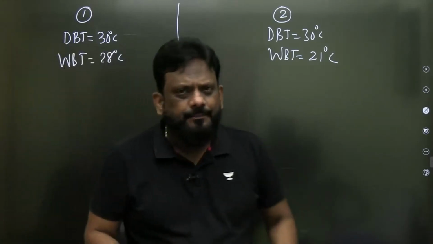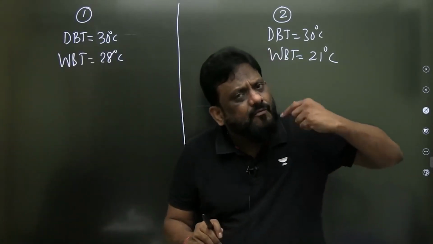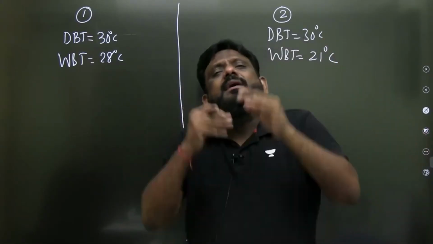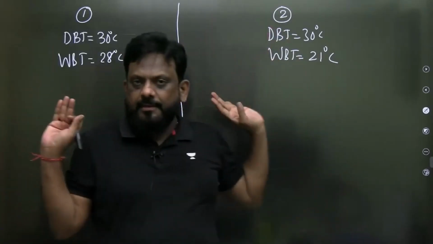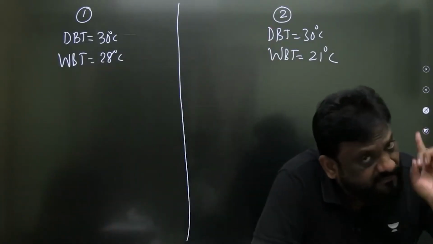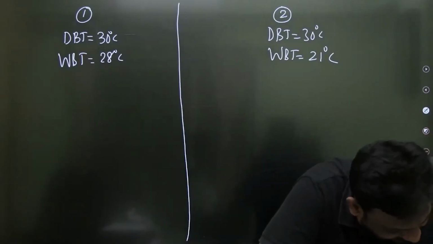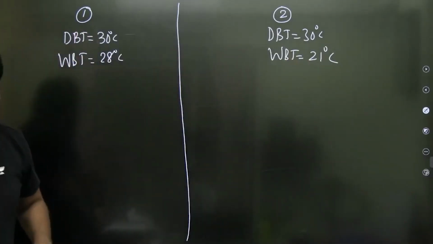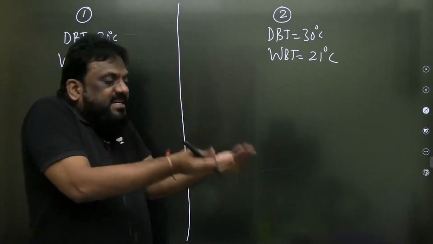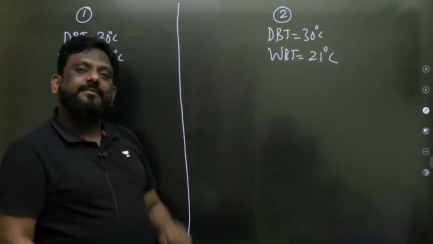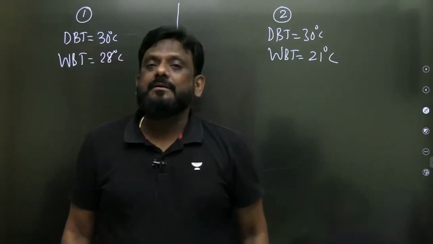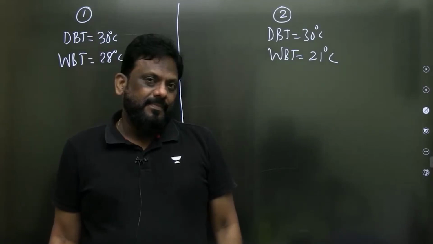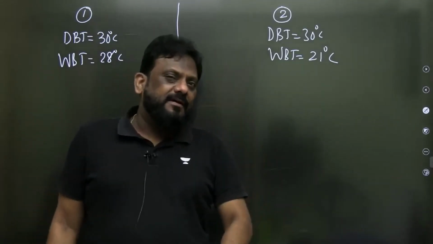Can you tell me why the wet bulb temperature is lower than dry bulb? First visualize why both are unsaturated. Can you tell me why the wet bulb temperature is lower than dry bulb temperature? You tell me. The reason is air is losing heat and gaining moisture. Why is it gaining moisture? Because it is unsaturated. If it is already saturated, will it take, sir?